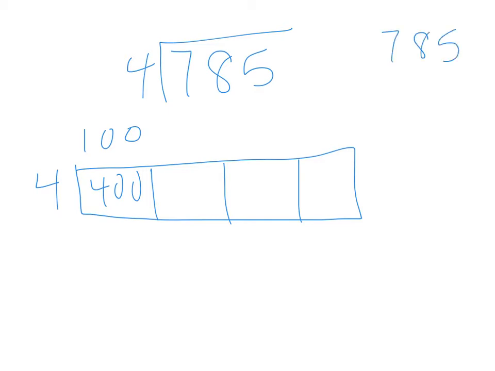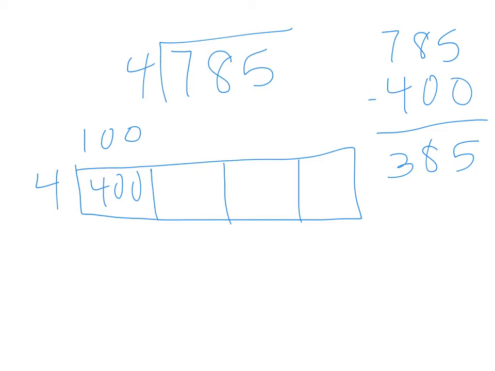Now what I'm going to do off here to the side is keep track of my dividend. I started with 785, and I've used 400 of those. So I'm going to write down 785 minus 400. When I do that subtraction, I see that I still have 385 that I need to divide out into groups of 4.